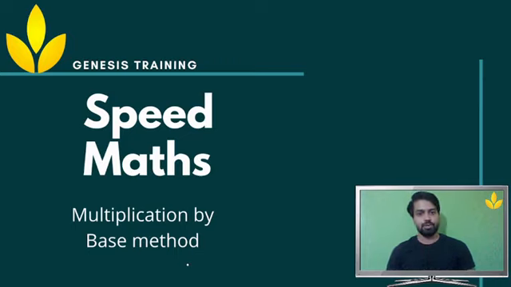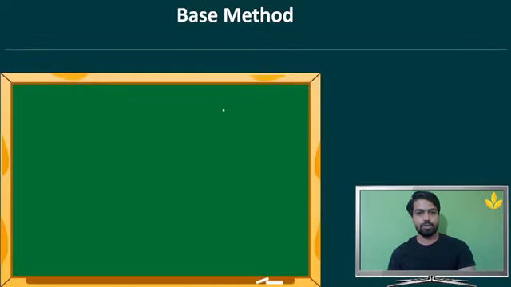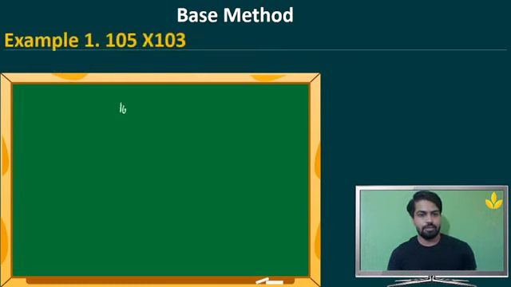So let's see how to do this with the multiplication by base method. This is one of the first videos in speed maths, so you'll be having a series of such videos in the coming videos. Okay, let's see what this base method is all about, and I'll be starting with the example directly. There is an example here, 105 into 103. I need to multiply these two numbers.